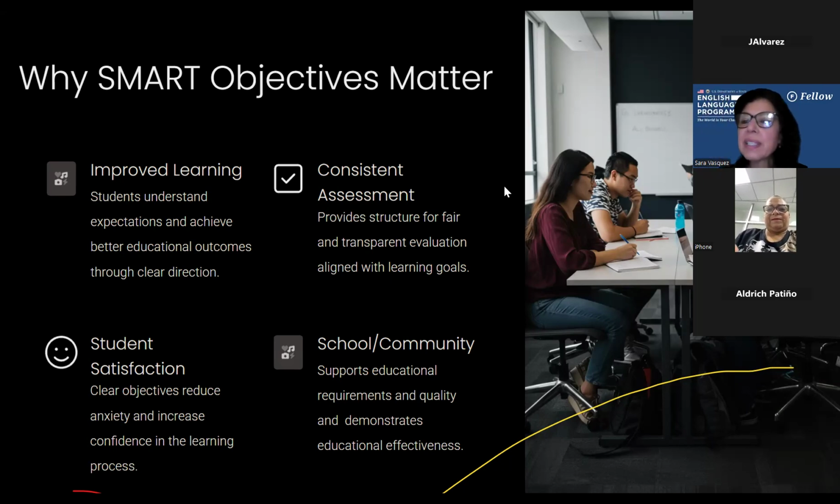So they help us to monitor the learning process, these SMART objectives, and they also align with our learning goals or our standards. In addition, they reduce student anxiety because they know where they're heading, they know the path, it's not an unknown, and it supports the educational quality and effectiveness in the community and in your school.